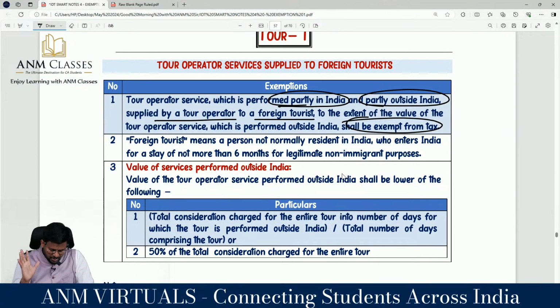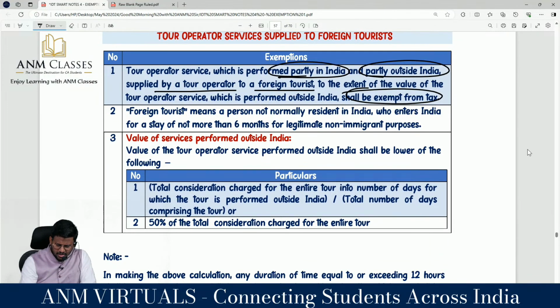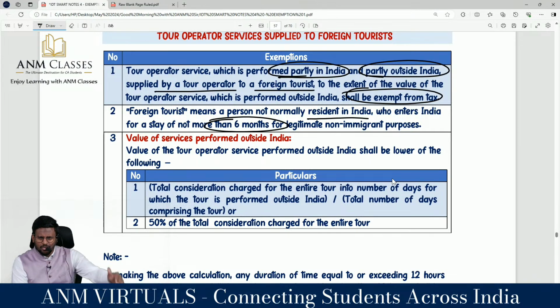Exempted in India. Clear? Foreign tourist means a person not normally resident in India who enters India for a stay of not more than 6 months for legitimate non-immigrant purposes. That means he should not stay more than 6 months in India, because once he crosses 180 days, 182 days, he becomes a resident. So you should stay less than 6 months. That means the non-resident definition is exactly the same as in income tax.